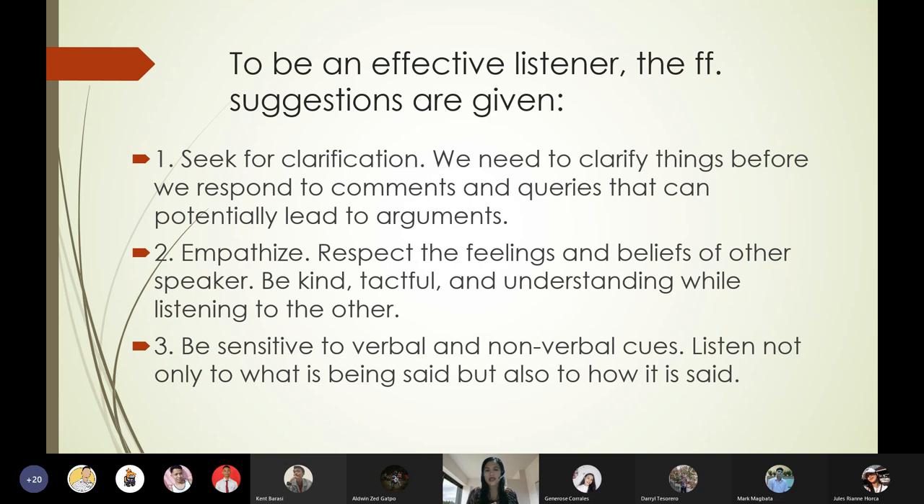And then number two, empathize, respect the feelings and beliefs of the other speaker. So kapag ang isang tao ay nagpost ng something sa social media, you respect because that is his own perception. Diba? Hindi mo pwedeng panghimasukan yung paniniwala niya at yung perception niya. Be kind, tactful, and understanding while listening to the other or to the others.